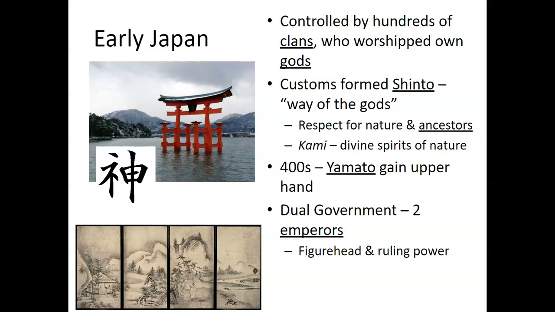Now, in the 400s, the Yamato clan gains the upper hand and control across the Japanese islands.